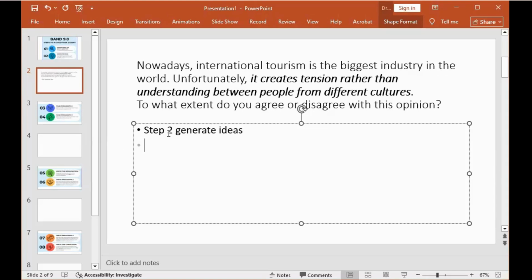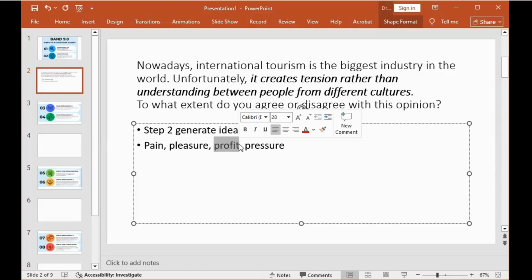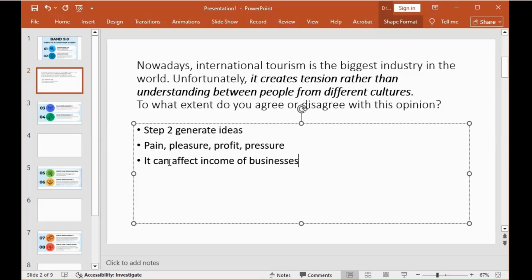So in coming up with the 4 or 5 reasons, let's look at these 4 things: pain, pleasure, profit, pressure. How does it create tension? Looking at it from the angle of the easiest one, it's always profit. Profit has to do with money. So yes, international tourism can create tension between people because of income generation. It can affect people's income. So we can talk in terms of how it can affect the income of businesses negatively.